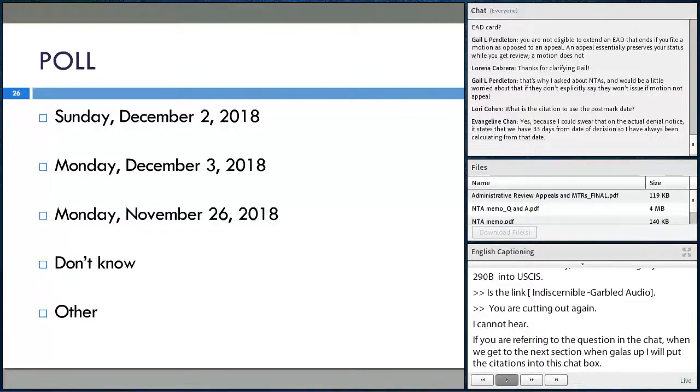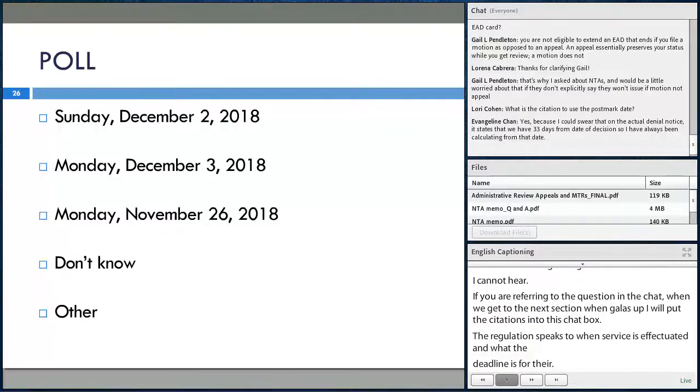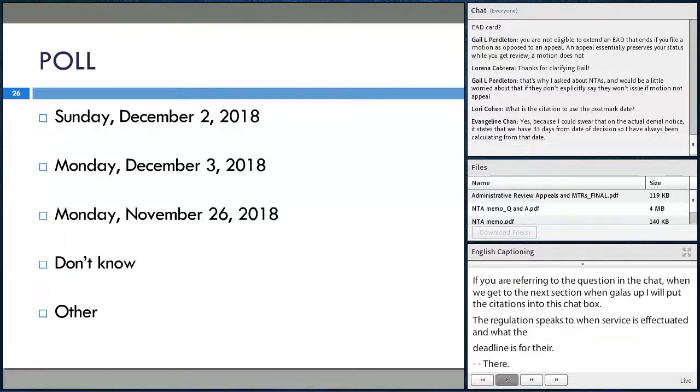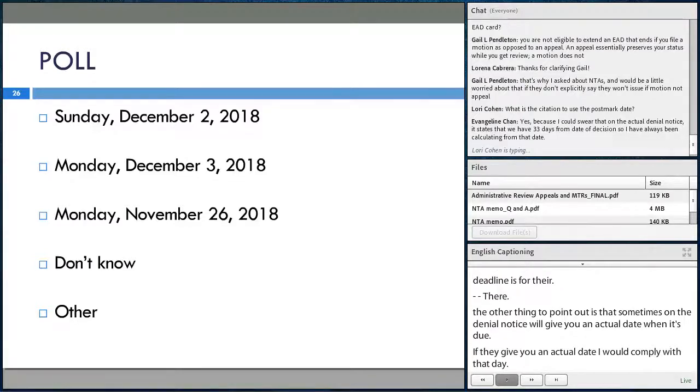Okay. The other thing to point out is that sometimes on your denial notices, it'll give you an actual date when the 290B is due. If they give you an actual date, I would comply with that date. If they're telling you a different deadline, I would comply with that. But when we get to the next section, when Gail's up, I will put the citations in for the postmark date and all of that.